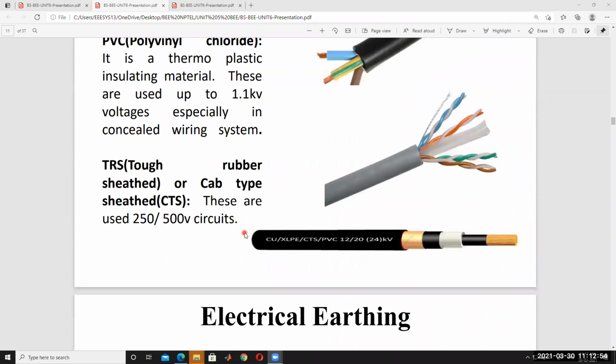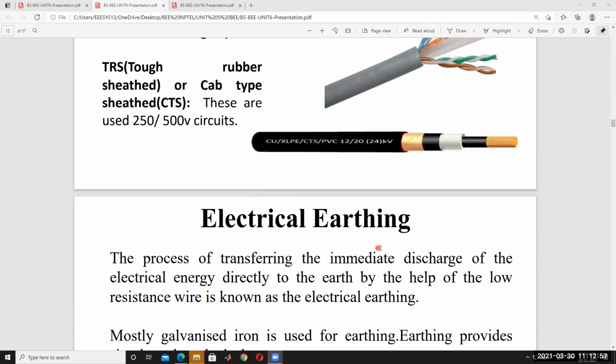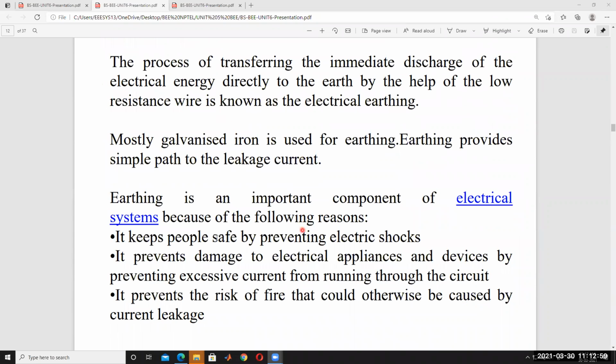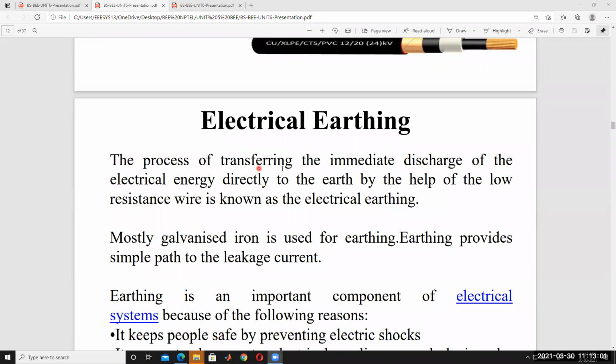Next, electrical earthing, which is also one of the important concepts. The process of immediately discharging electrical energy directly to the earth with the help of a low resistance wire is known as electrical earthing.